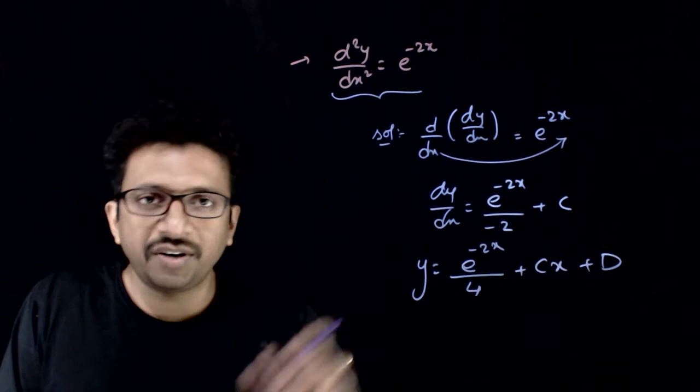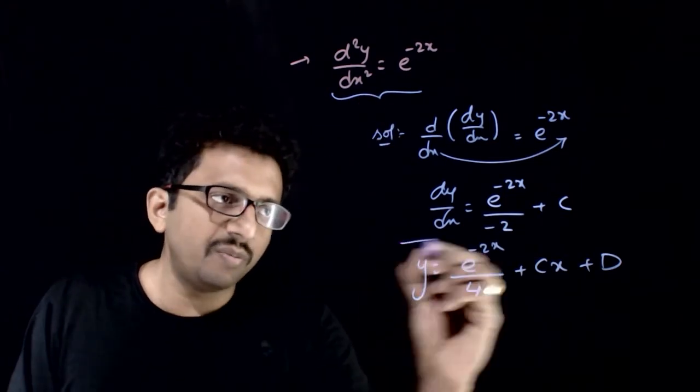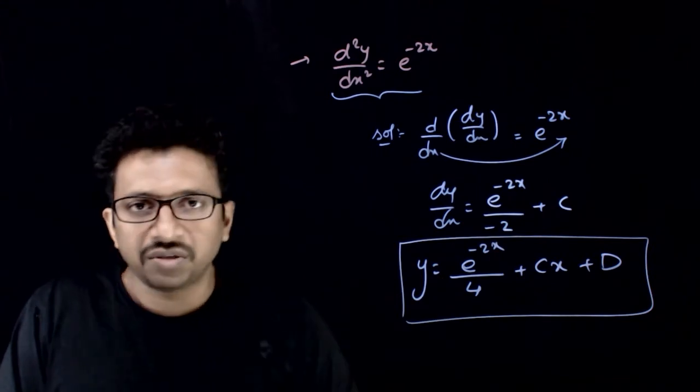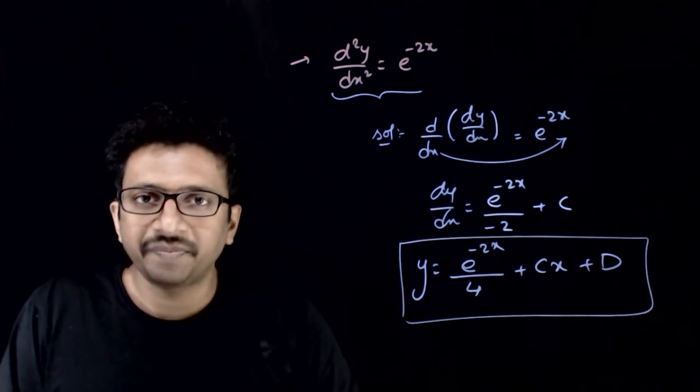So you get two arbitrary constants because this is a second order differential equation. So this will be the final answer to this question. y is equal to e power minus 2x by 4 plus cx plus d. Thank you.